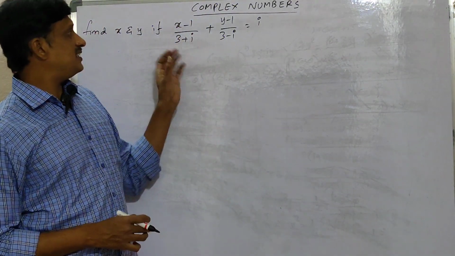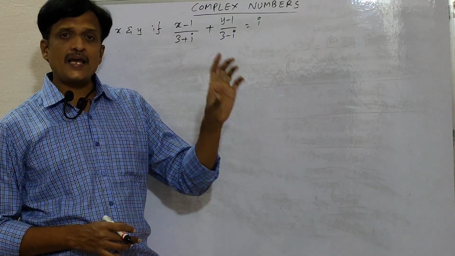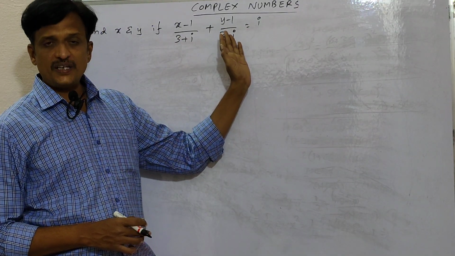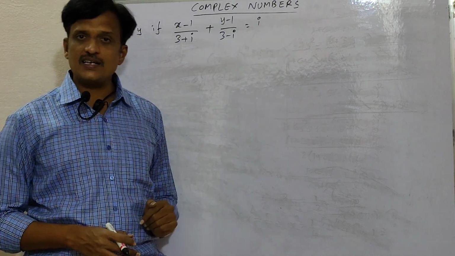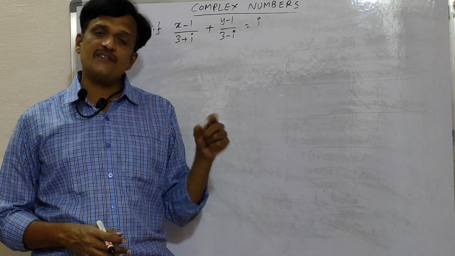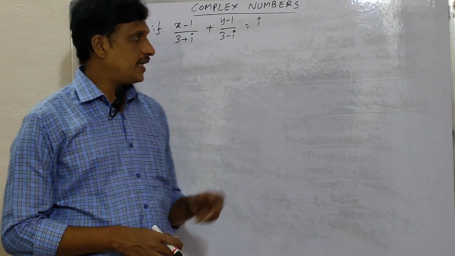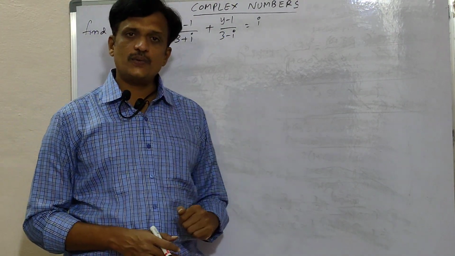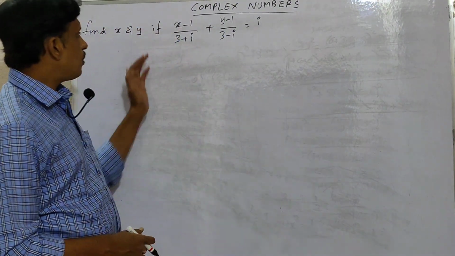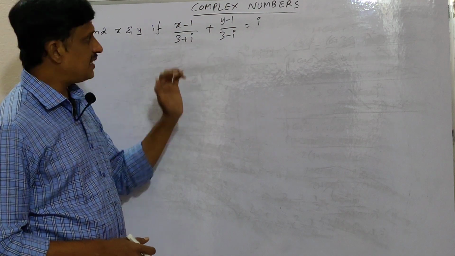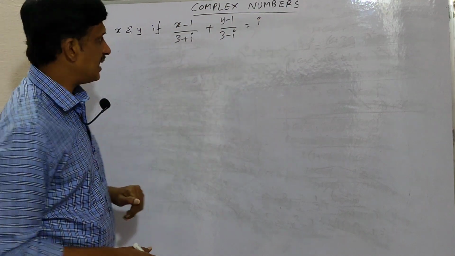This is equal to i means if you write this in the form of a plus ib, the value of a should be 0 and the value of b should be 1. Then 0 plus i into 1 will give the required i. So real part is 0, imaginary part is 1. That is the required result. And now write the simplified form of this one, and then you can compare with the given result.